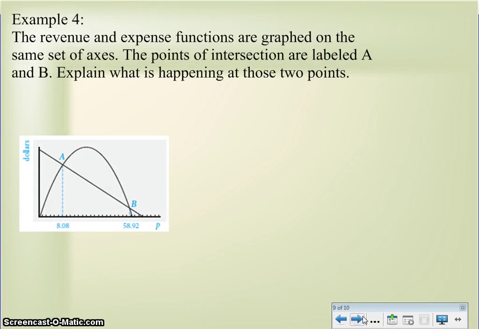All right, last example. It says the revenue and expense functions are graphed on the same set of axes. We did the expense function in example 1, and we did the revenue function in example 3, and now we're comparing them. It says the points of intersection are labeled A and B. Explain what is happening at these points. You can see right here I have A, right here I have B. And this is called our break-even points.